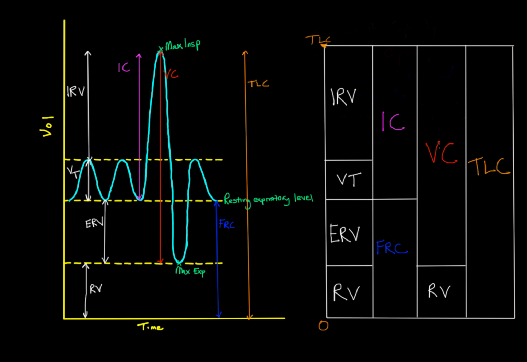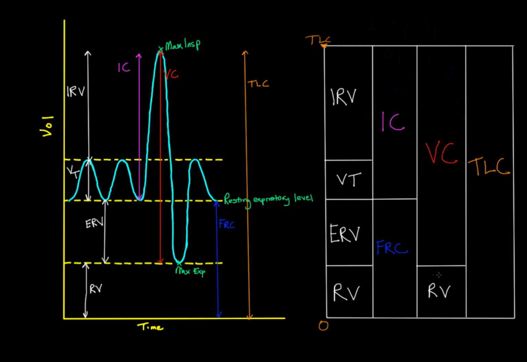And this is a good way of just seeing how the inspiratory capacity here is the sum of our tidal volume and our inspiratory reserve volume. And our FRC is the sum of our expiratory reserve volume and our residual volume. And then we can see that our vital capacity here is going to be the sum of our expiratory reserve volume, our tidal volume, and our inspiratory reserve volume.